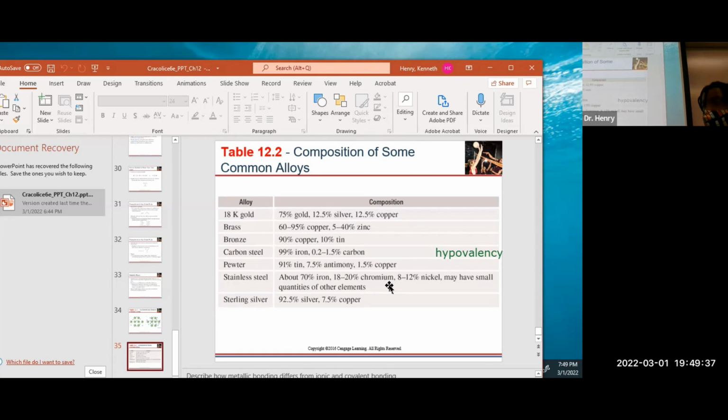Yes, oxidation, that's correct. Okay, sterling silver is 92.5% silver, 7.5% copper.